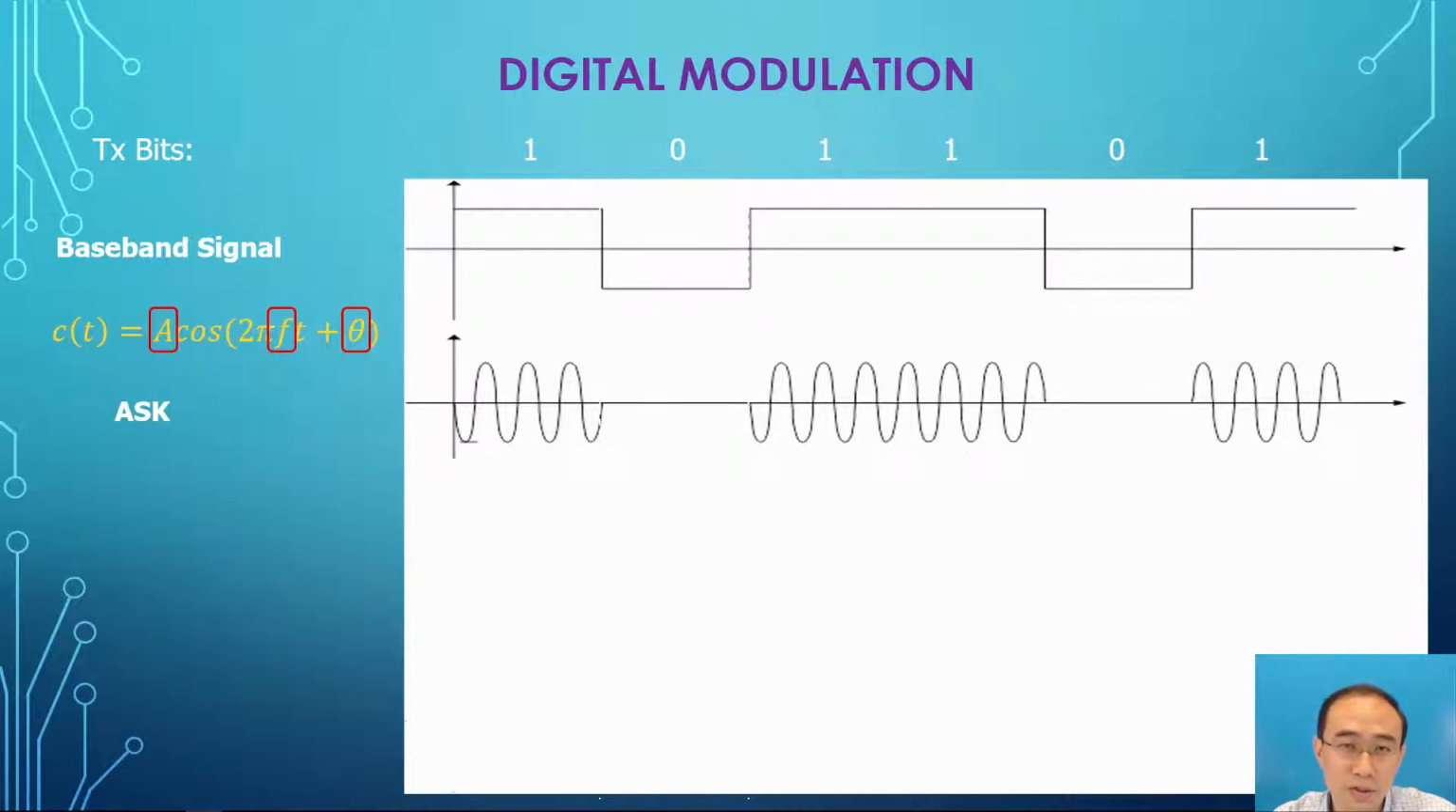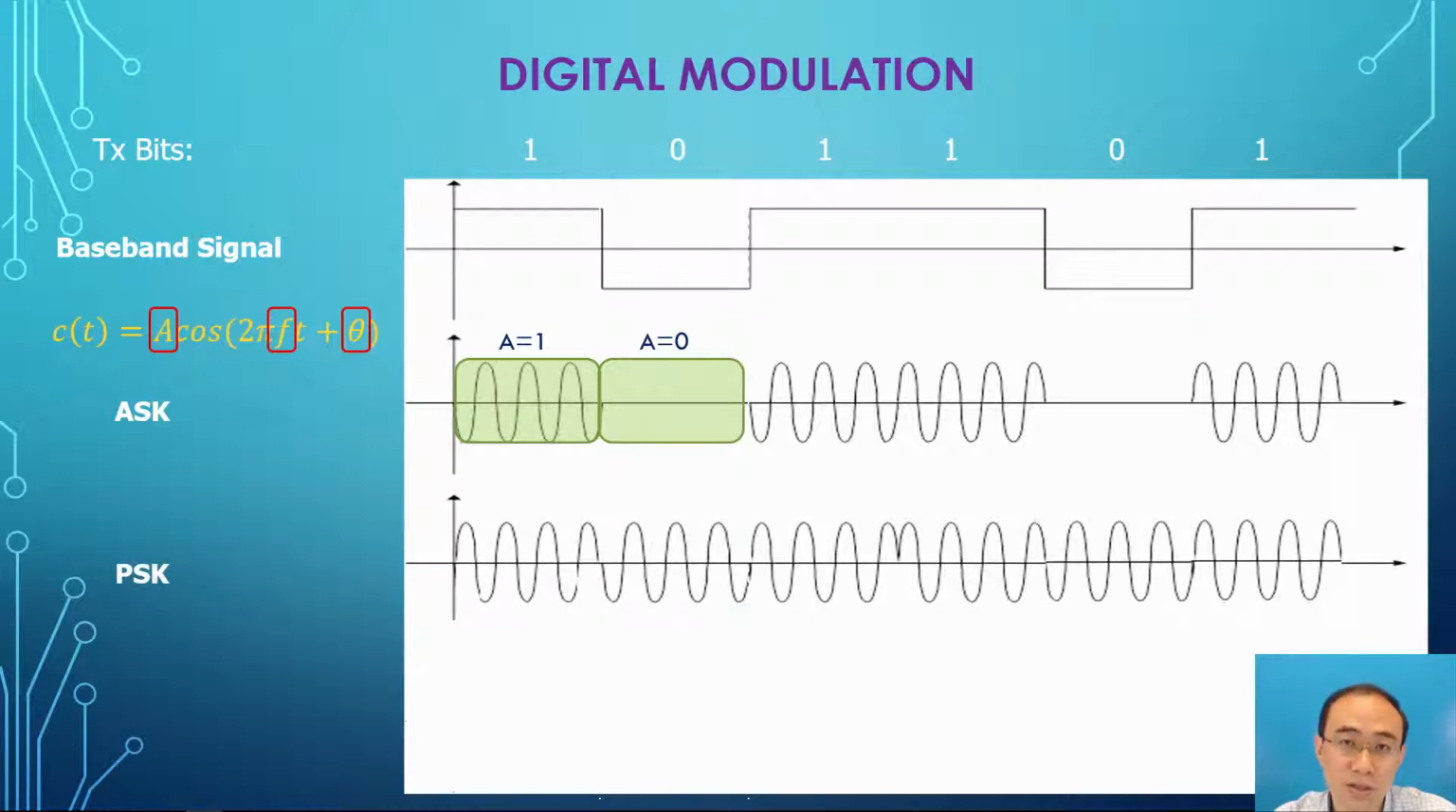In fact, we can use the amplitude to carry the binary information, and we call it amplitude shift keying, ASK. So what happens is, if you want to transmit bit 1, I will make amplitude A equal to 1, and if you want to transmit bit 0, I will make A equal to 0. So there will be a pulse if you want to transmit bit 1, and there is no pulse if you want to transmit bit 0.